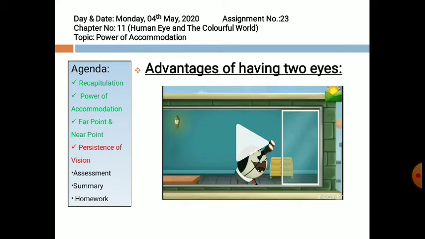Now we have two eyes. So why do we have two eyes? Have you ever bothered about this? We have advantages of these two eyes. With the help of this animation, we will see.